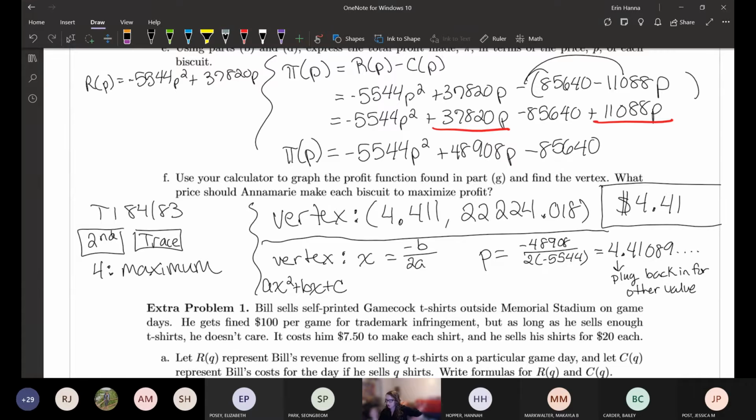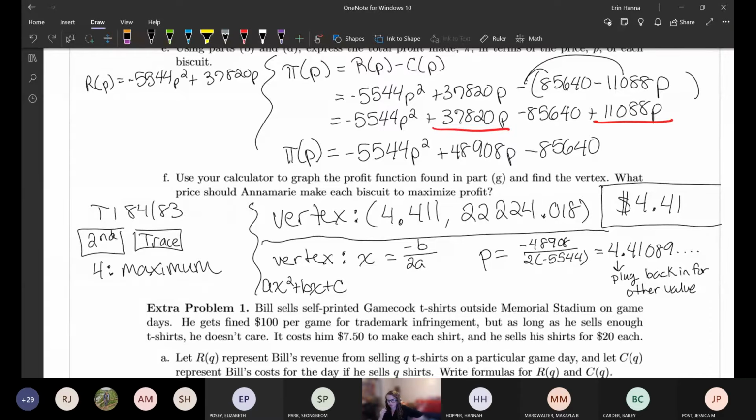So the answer to this question was that she should charge $4.41 per biscuit if she wants to maximize her profit. That $22,224 is the maximum profit. We didn't need it here necessarily, but it was easy enough to find on Desmos, so I wrote it down too. So those are three different ways you can find the vertex. I personally just think Desmos is great, so feel free to use Desmos if you like it.